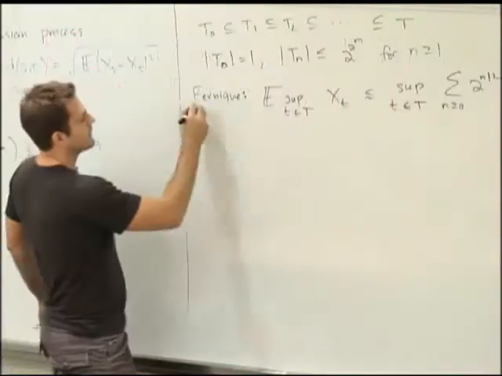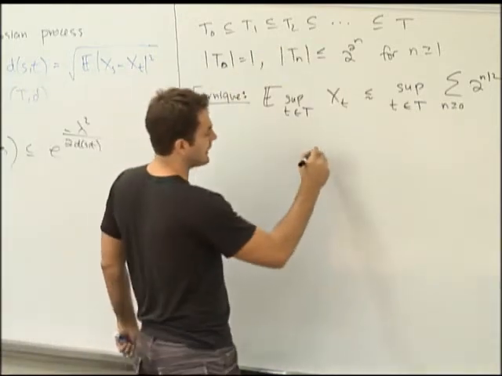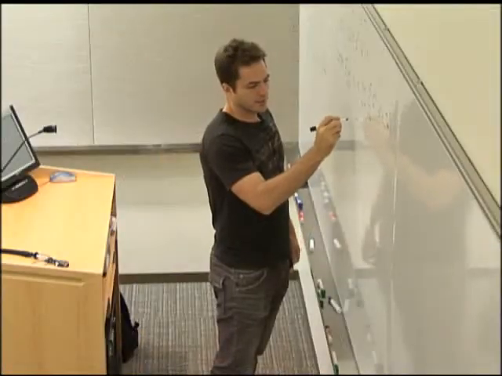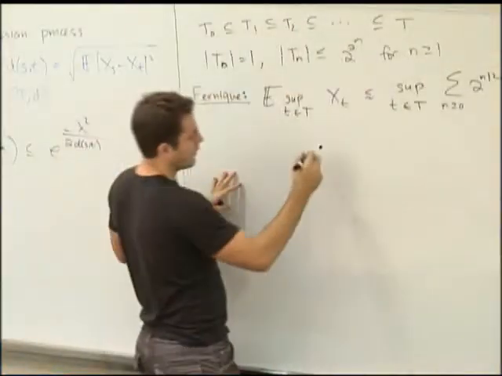Okay, so this is what we proved, and the way to think about this was basically as follows. T_0 is a set of one point.